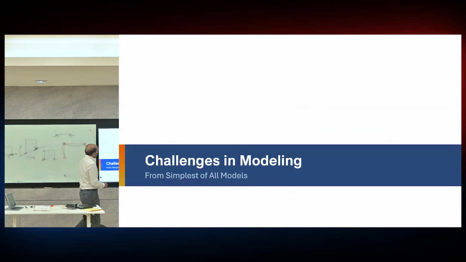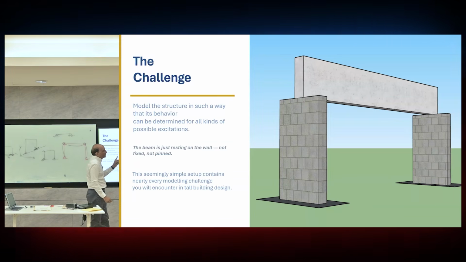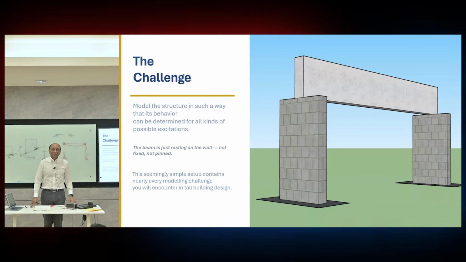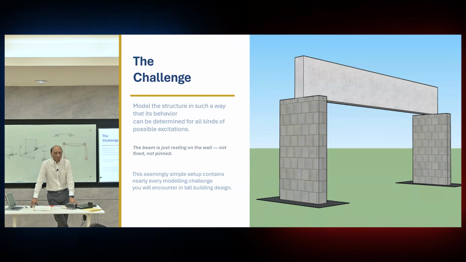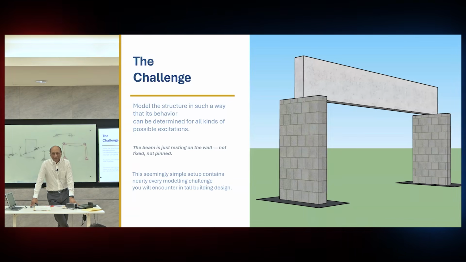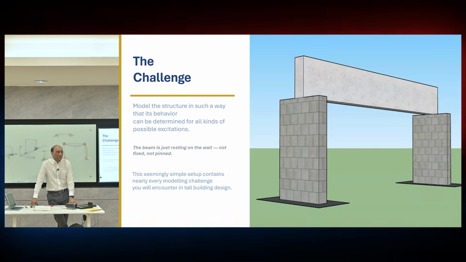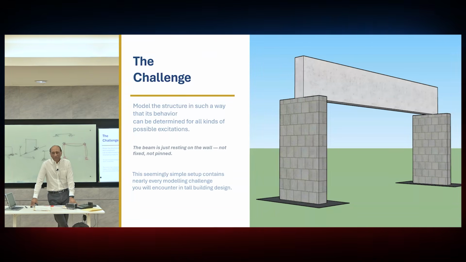All right, so now what are the challenges in modeling? My question is, can you model this simple structure completely? And I still challenge you. This is a challenge for anyone who thinks they are very, very good in SAP, ETABS, or whatever you use in any finite element program. You still cannot completely model and analyze this structure with all the sophistication that you have.